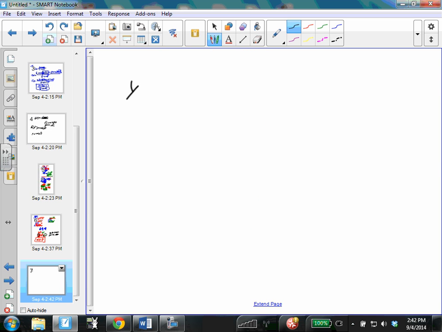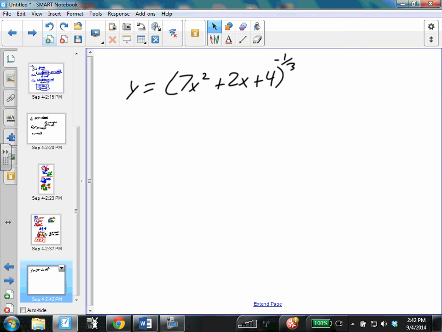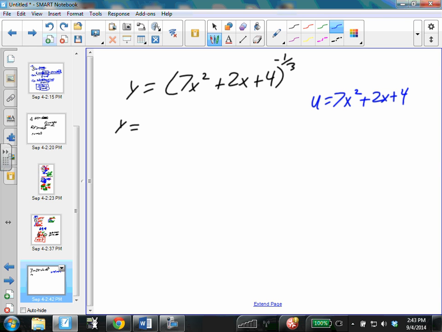All right, so here's another one we can work. y equals 7x squared plus 2x plus 4 to the negative 1/3 power. All right, what's on the inside? So my u is going to be 7x squared plus 2x plus 4. So now I have y is equal to u to the negative 1/3 power.